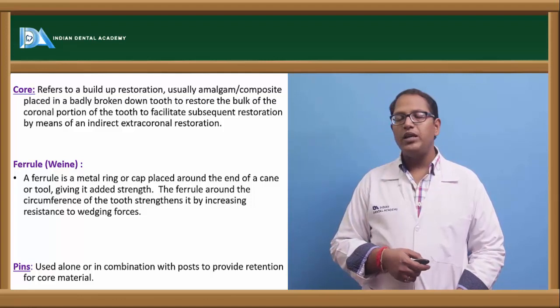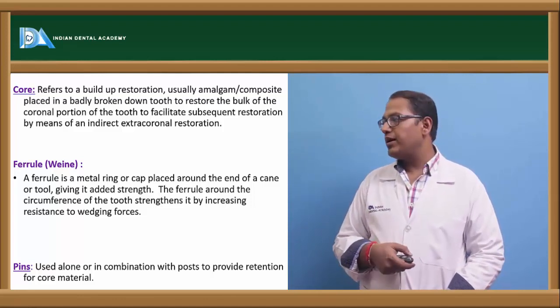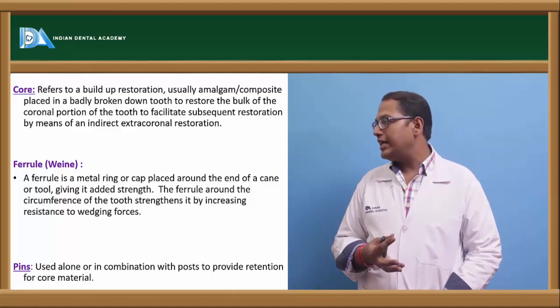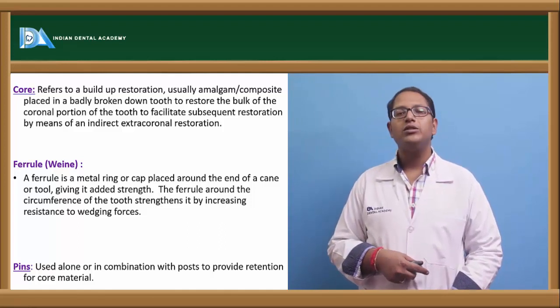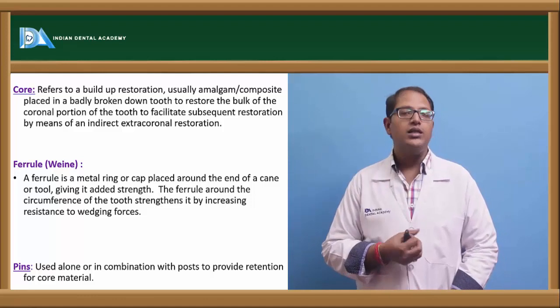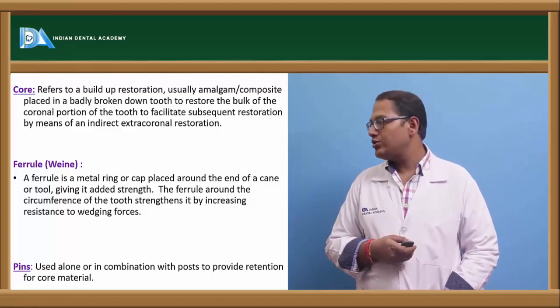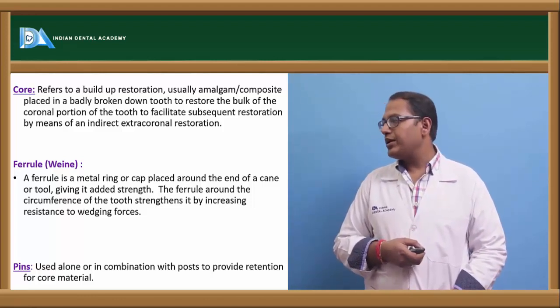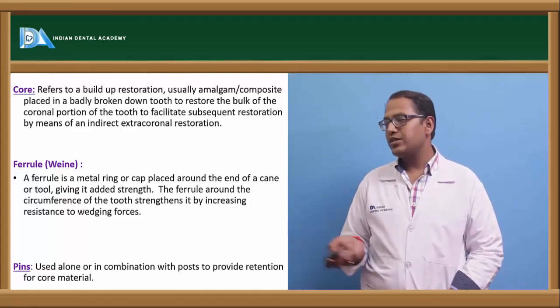Core refers to a build-up restoration, usually amalgam or composite, placed in badly broken down teeth to increase the bulk. Because we do not have sufficient crown structure, we cannot place our restoration onto that. So it facilitates subsequent restoration by means of an indirect extracoronal restoration.